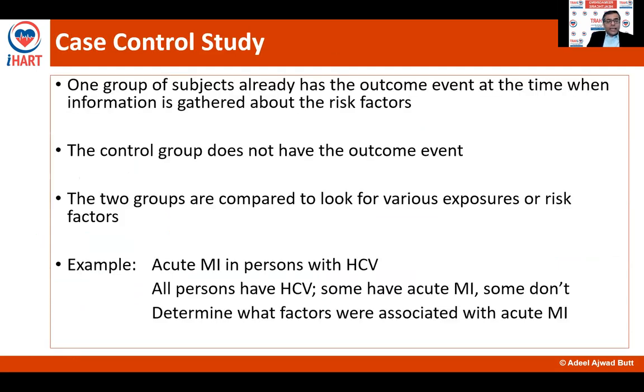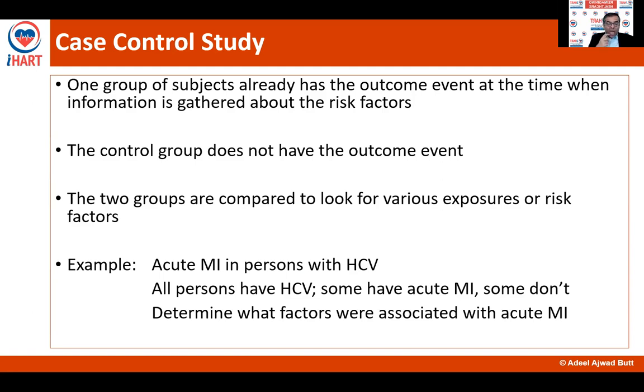So let's talk quickly and briefly about types of clinical studies: case control and cohort studies and RCTs. In case control studies, one group of subjects already has the outcome event at the time when information is being gathered about the risk factors. The control group does not have the outcome. The two groups are compared, the case group where you have the outcomes and the control group where you don't have the outcomes.